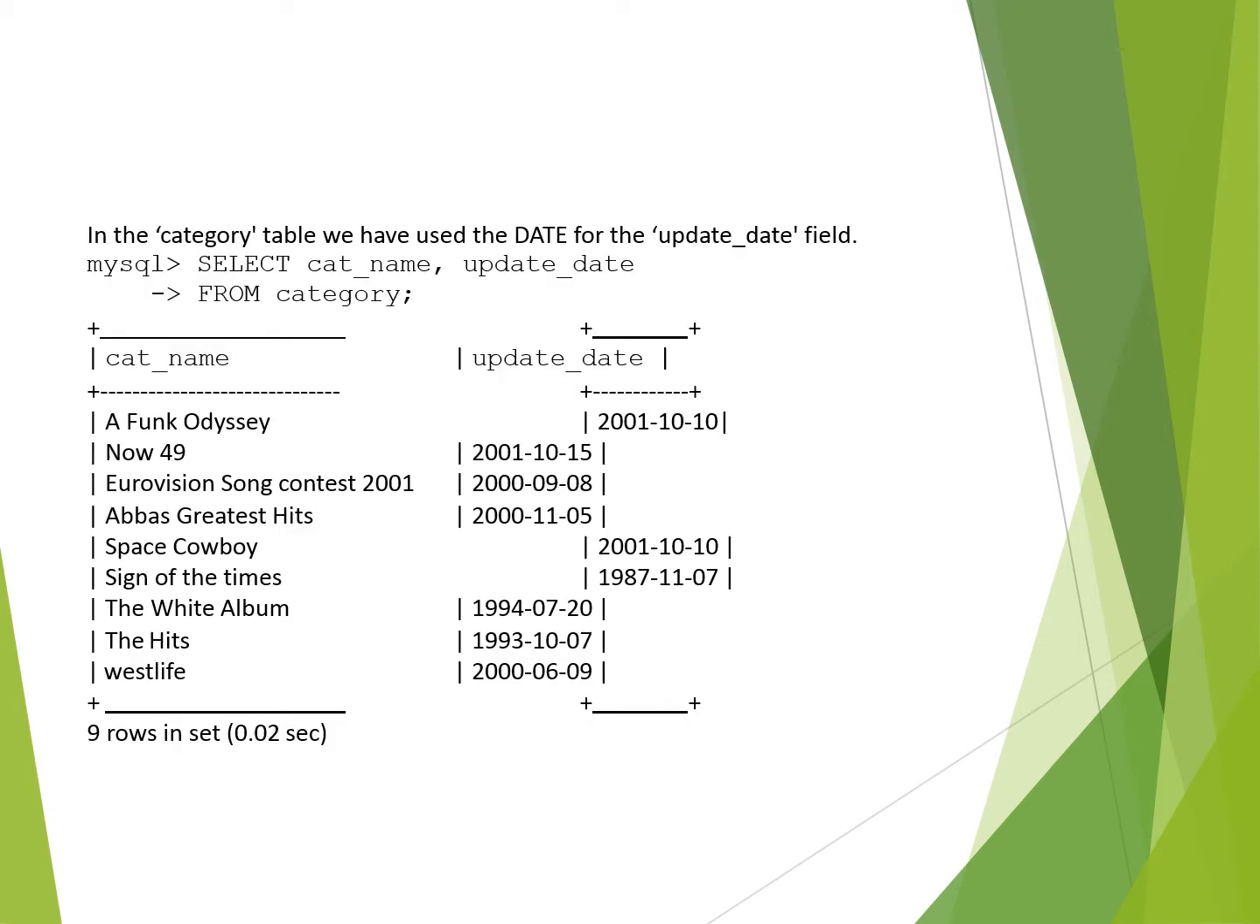In the category table, we have used the date. For the update date field, MySQL: select category name, update date from category. Here is the updation of time.